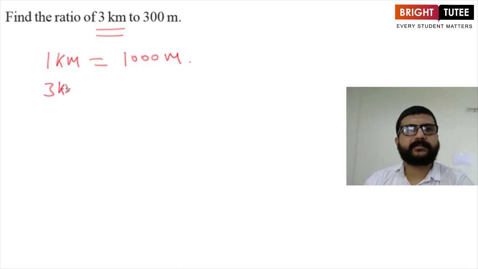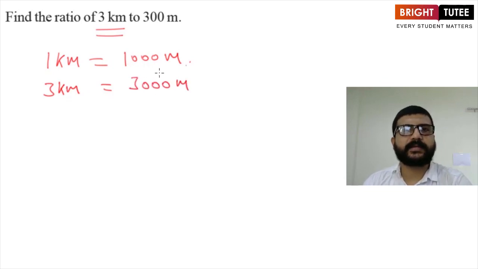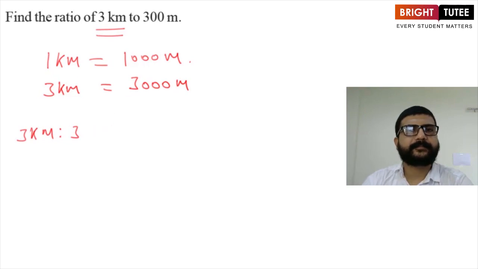So 3 kilometers will be equal to 3000 meters, that is 1000 into 3. So now we have 3 kilometers is equal to 3000 meters. Now what ratio do we have to find? We have to find the ratio of 3 kilometers to 300 meters.